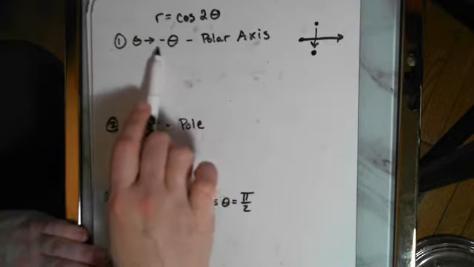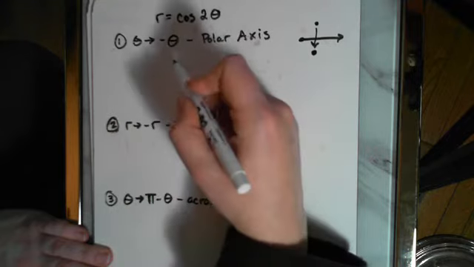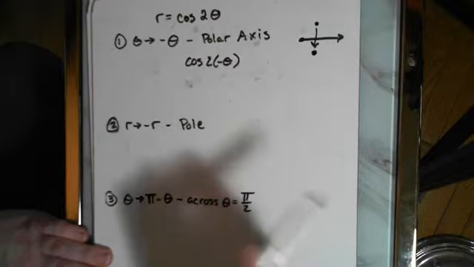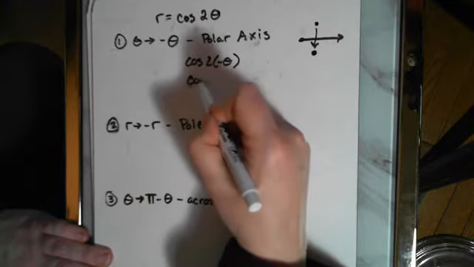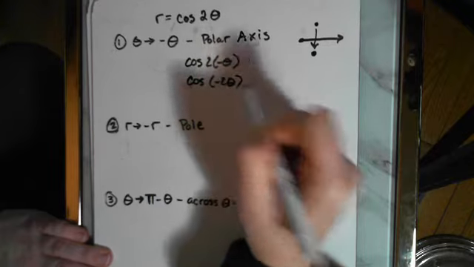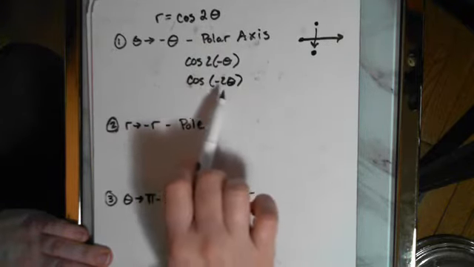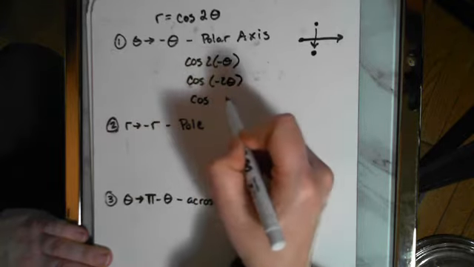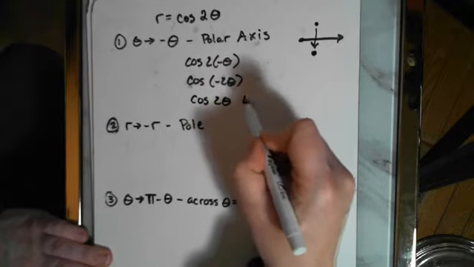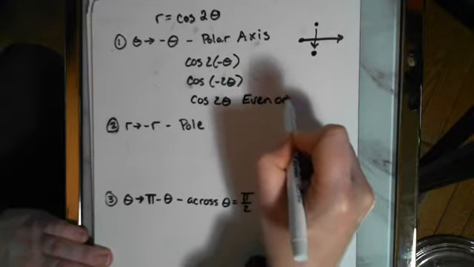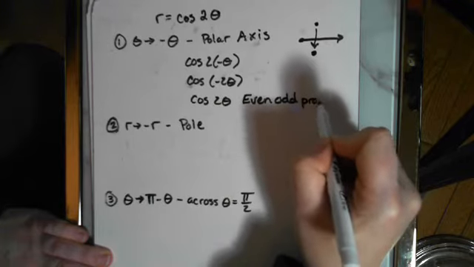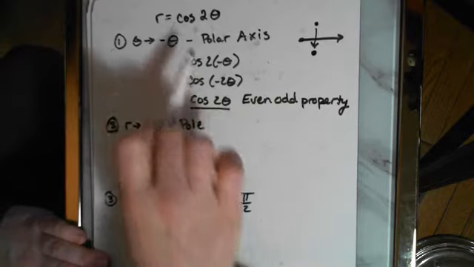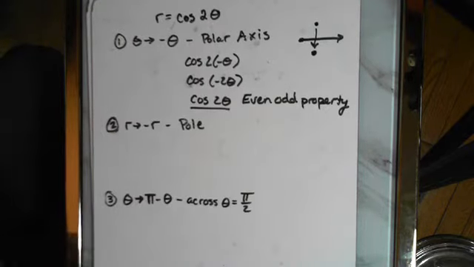What I'm going to do is take negative theta and put it in here. So I have cosine of 2 times negative theta. Now 2 times negative theta is negative 2 theta. And remember, the even-odd properties for cosine say that this results in a positive. So this is cosine of 2 theta, using that even-odd property. Okay, so this passes the test because this is the same as my original function. It got the same result.